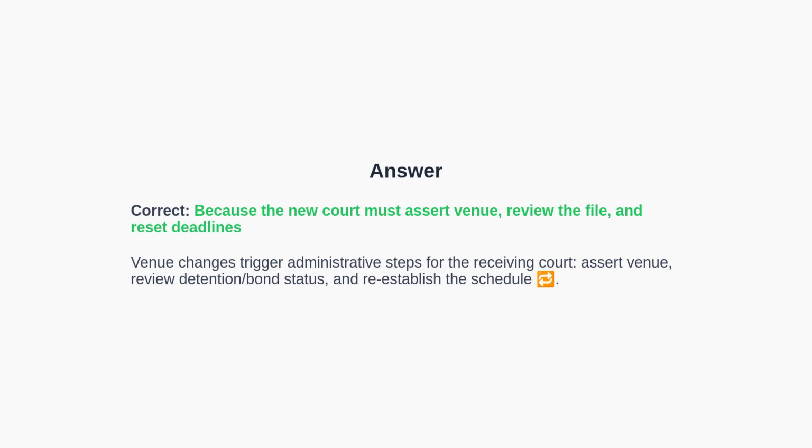The correct answer is, because the new court must assert venue, review the file, and reset deadlines. A transfer generally does not destroy jurisdiction, but it does require the receiving court to take administrative control, leading to a new master calendar hearing and revised schedules. Now, let's try a second quick check.